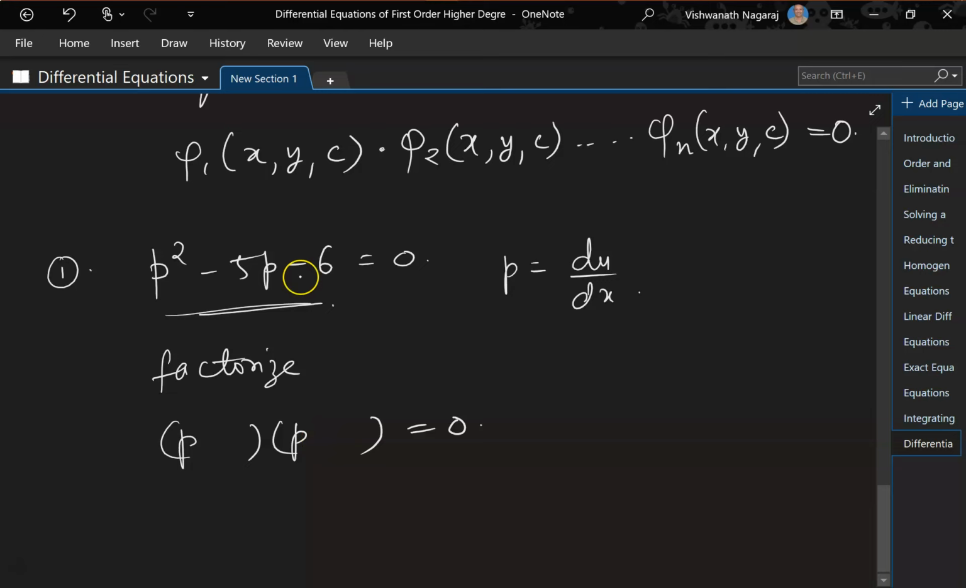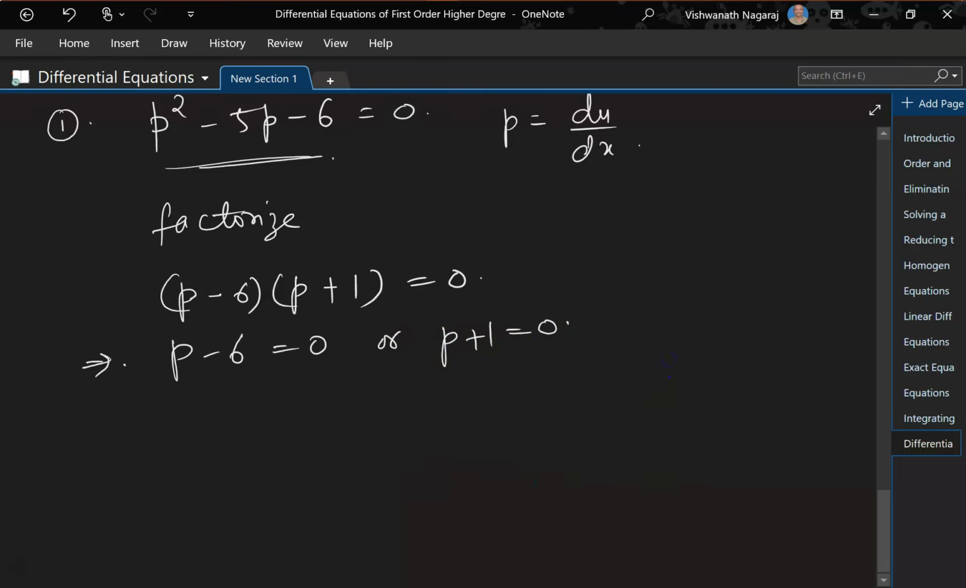We need two numbers whose product is 6 and whose difference is 5: 6 and 1, this is minus, so right. Now again, if you remember your algebra, p minus 6 is equal to 0 or p plus 1 equal to 0. Now let's put back dy by dx. So dy by dx minus 6 is equal to 0.